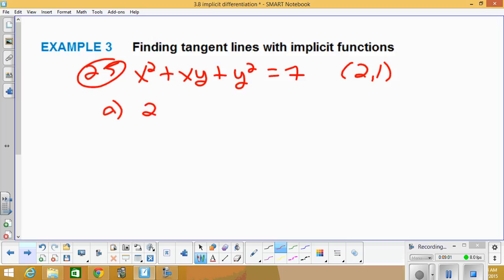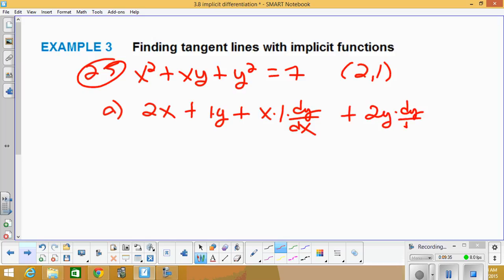So implicit differentiation, derivative of the first term. Second term is a product. So I'm going to do derivative of the first times the second function plus leaving the first function times the derivative of the second function. But the derivative of the second function is y, so it's going to be 1 times the chain rule dy dx. Moving on to the third term, I have 2y times the chain rule dy dx, derivative of 7.